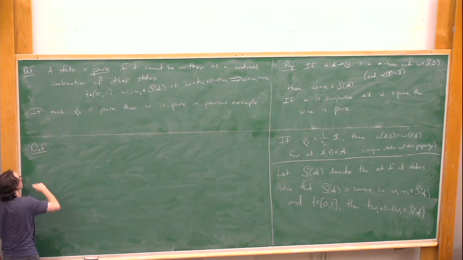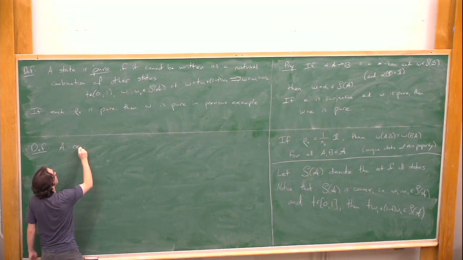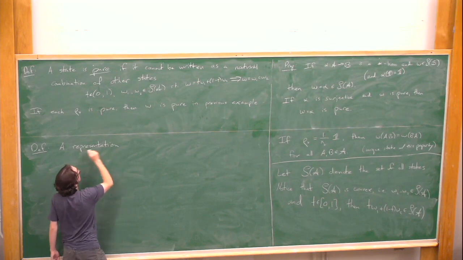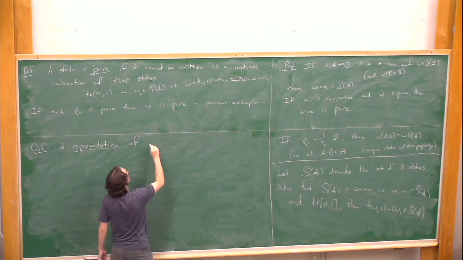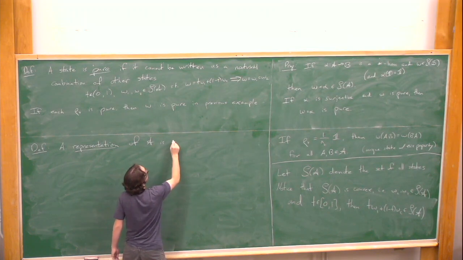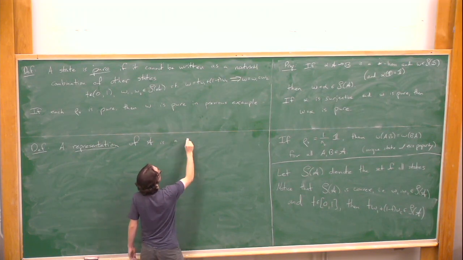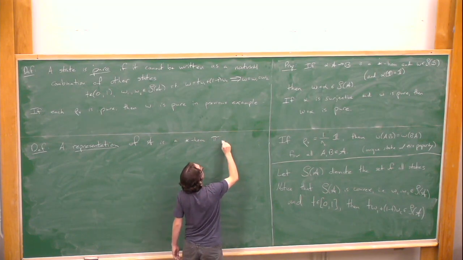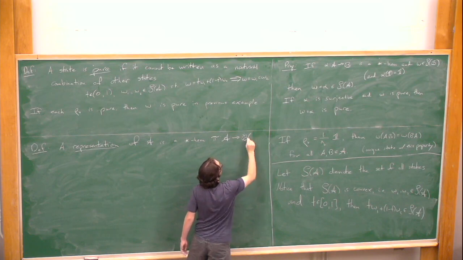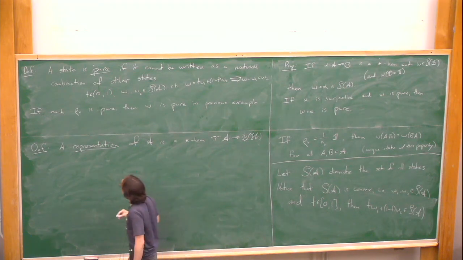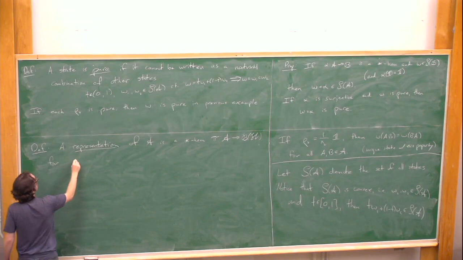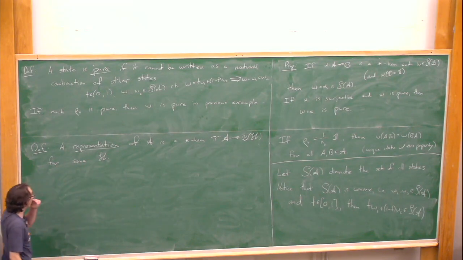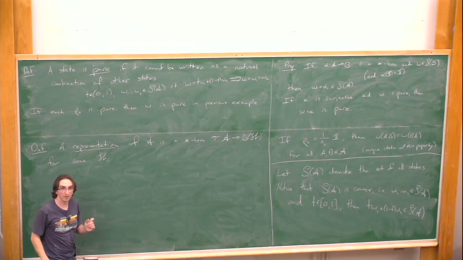This is through a representation. A representation of a C-star algebra A is just a star homomorphism pi now from A to B of H for some H. And let me introduce a little bit more vocabulary.